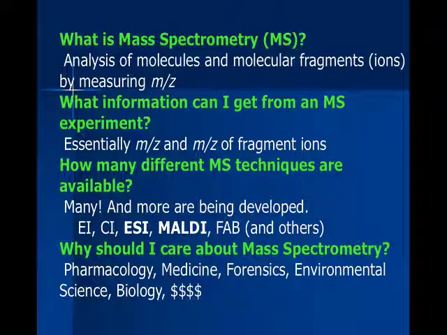There are a lot of mass spec techniques available these days. There's EI, or electron ionization, which is what you saw for the cocaine example before. There's chemical ionization, electrospray ionization, matrix-assisted laser desorption ionization, and fast atom bombardment. There is a ton of things that we can do these days.